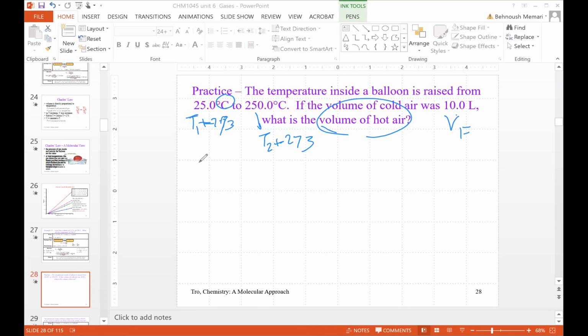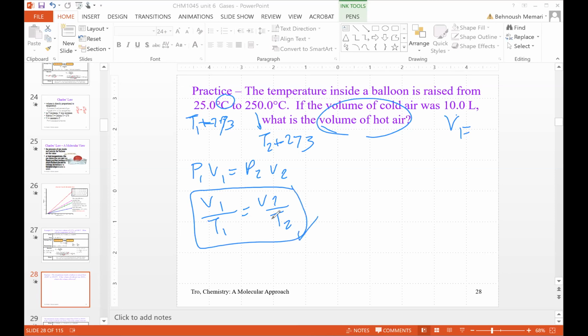You have two choices so far. Boyle's law, P1 V1 equals P2 V2. This is when volume and pressure is given or asked. The other choice is V1 over T1 equals V2 over T2. So based on the information given, you diagnose that Charles' law is the equation that you have to use.